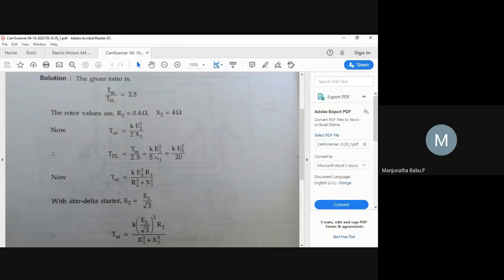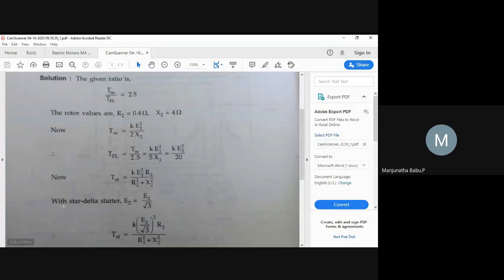Substituting this equation, it is K into E2 square divided by 2 into X2, so then it becomes K into E2 square by 5 into X2. X2 value is 4, so replace it: 5 into 4, K into E2 square. So what is the starting torque? The starting torque formula is K into E2 square into R2 by R2 square plus X2 square. Slip will be 1 at starting, so that's why the slip does not come into consideration here.